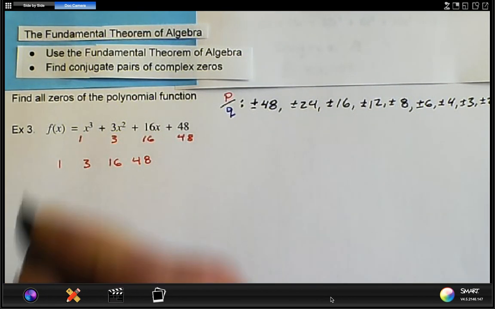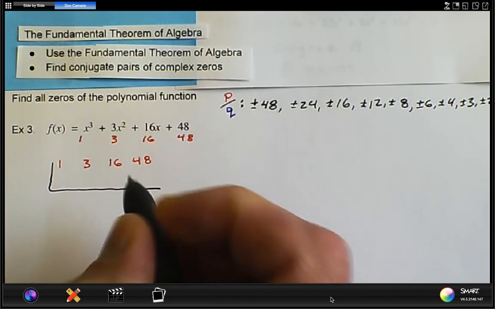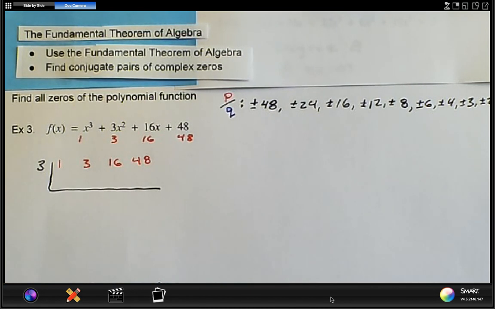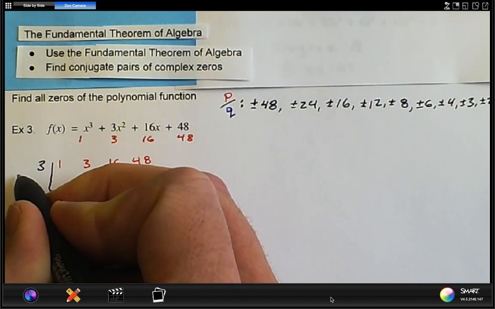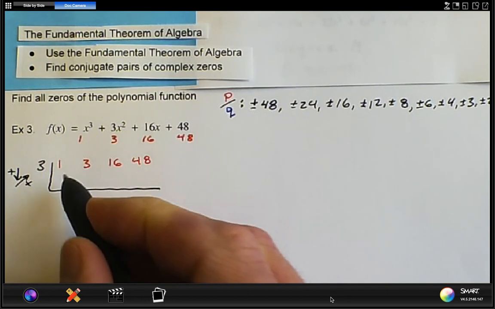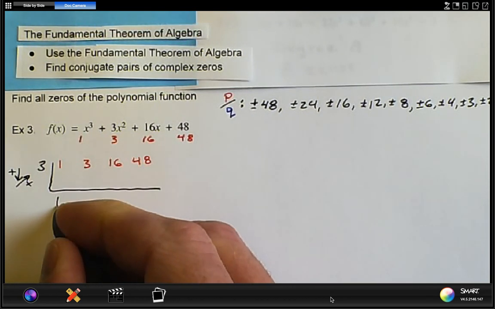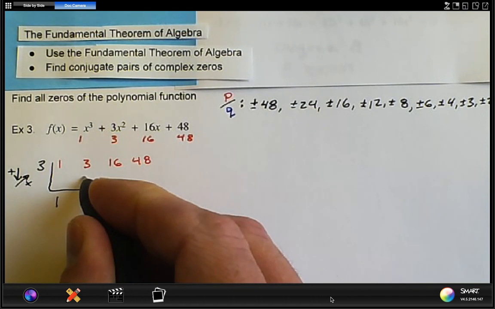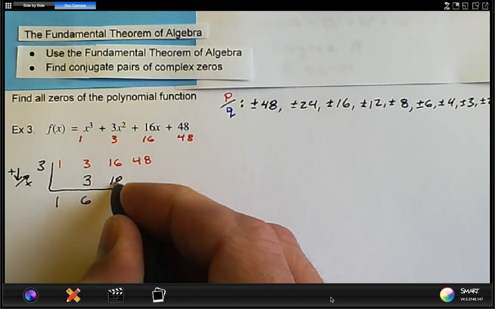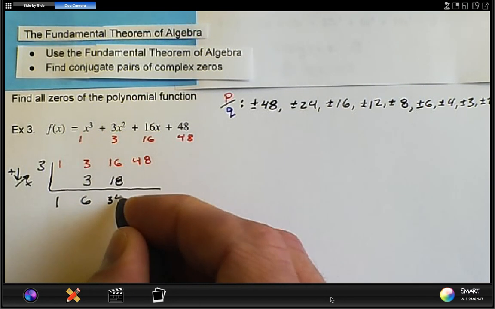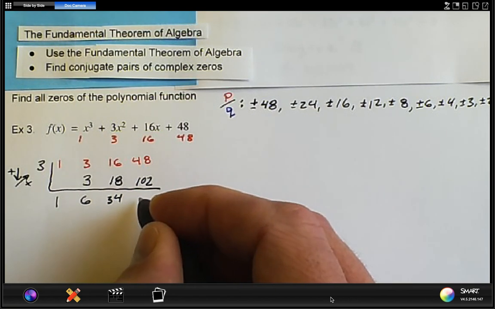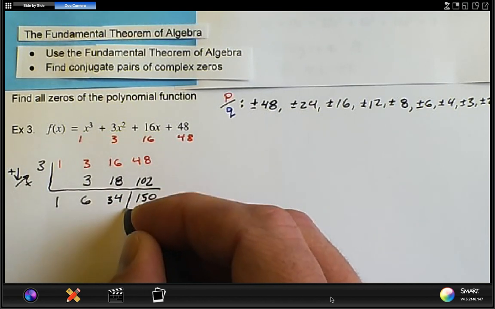And then we're going to synthetic substitute by, I'm going to pick the value of 3. Now I don't know if 3 is going to work. We're just going to test it out. So remember, add down, multiply on the diagonal. So 1 plus 0 is 1. 1 times 3 is 3. Add down 6. Multiply across 18. Add down 34. Multiply on the diagonal 102. Add down 150. All right.